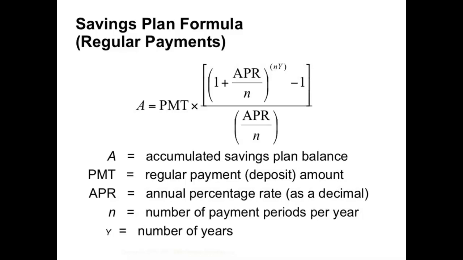And that means, each month or some given amount of time, you are inputting the same amount of money into the savings plan itself. And so A is your accumulated balance, so how much money you have in your savings account. PMT stands for regular payment amount, so that's how much you're depositing on a regular basis. Your APR is still your annual percentage rate as a decimal. N is the number of payment periods per year, and Y is the number of years.